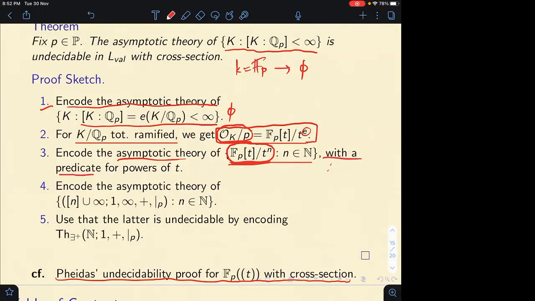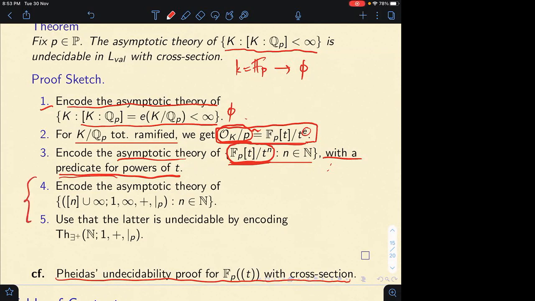You also get a predicate for powers of t, which comes from the fact that if you take your cross section and you project it modulo p, and you use this isomorphism, then maybe your choice of a uniformizer was not correct, and you need to argue that for any choice of a uniformizer, you get an isomorphism from O mod p to this truncated polynomial ring. But the point is that the image of the cross section will exactly map to the set of powers of t in the truncated polynomial ring. So that's why you get this.